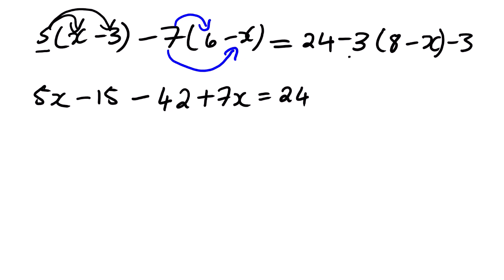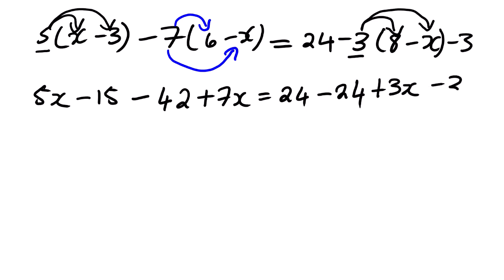And then negative 3 multiplied by 8, negative 3 multiplied by negative x. So negative 3 multiplied by 8 is negative 24. Negative 3 multiplied by negative x is positive 3x, minus 3.